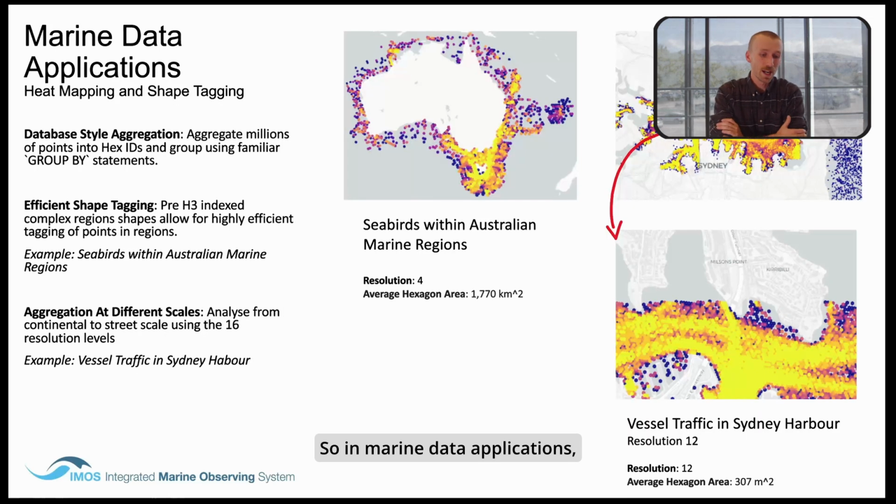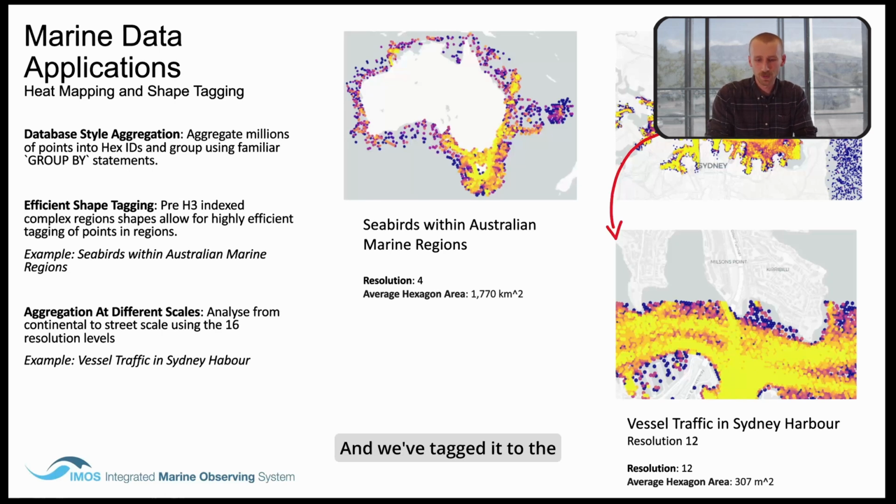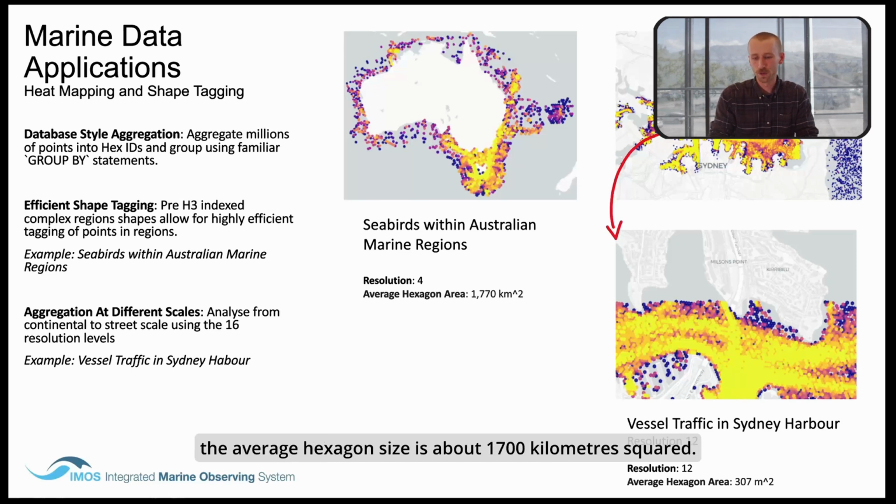So in marine data applications, we use it for a couple of things. First and foremost is our heat mapping and shape tagging. So you can see in the first picture in the middle here, we've got the seabirds dataset, and we've tagged it to the Australian marine regions here. We're using resolution 4, and the average hexagon size is about 1700 kilometers squared.